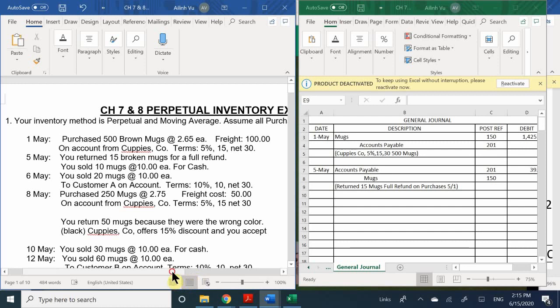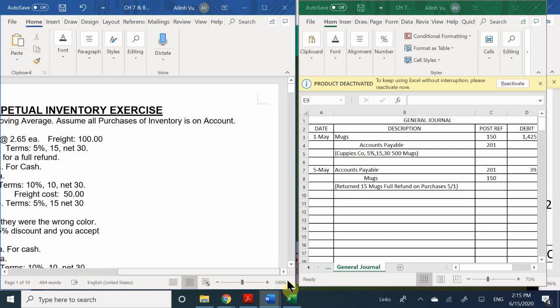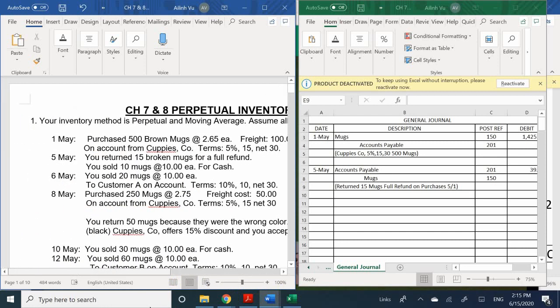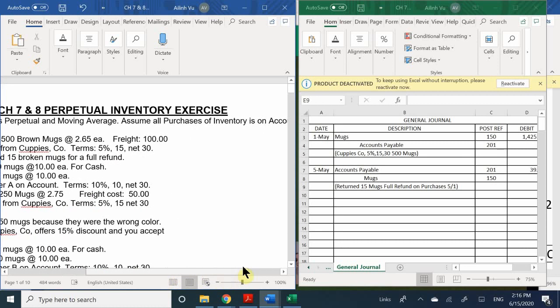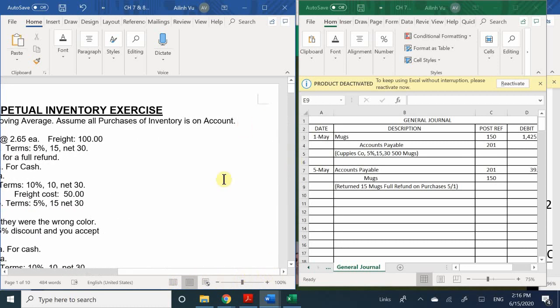Let me see. Wow, I didn't even write if there's sales tax or not. So no sales tax? Assume there is no sales tax, just for this problem. I think that's what I was supposed to put at the top too. Instead of assume all purchases are on account, I'm going to put that there is no sales tax. Do you want to calculate sales tax? That's fine if you want to try it. It's just to complicate the problem a little more.